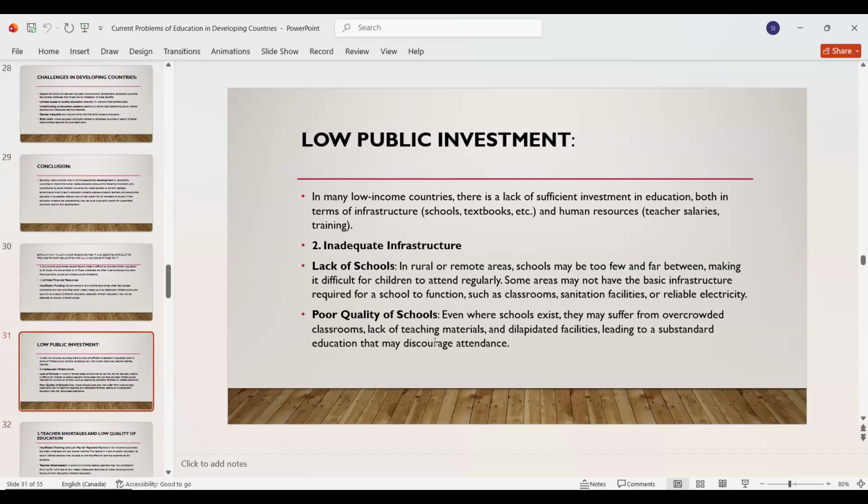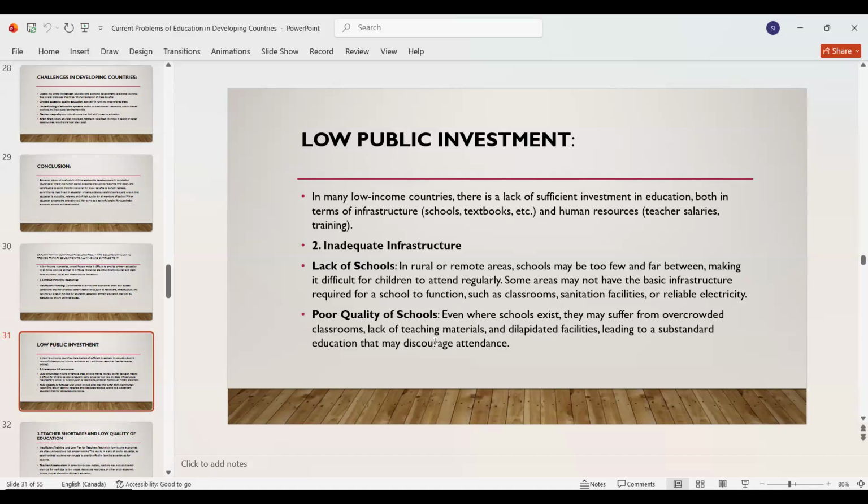So funding is less. And low public investment. In many low-income countries, there is a lack of sufficient investment in education, both in terms of infrastructure and human resources, especially teachers' salary and training. So if the allocation for education is low, right, for the university entrance, they can increase the number of universities, right? We have only 20, right? So you saw how many universities are there in Japan and India, right?